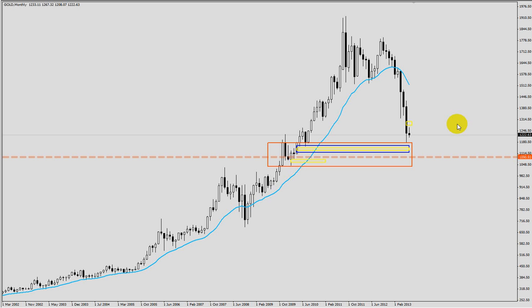The short view on the gold chart, gold versus USD. We will focus on monthly, weekly, daily and 4-hour charts.